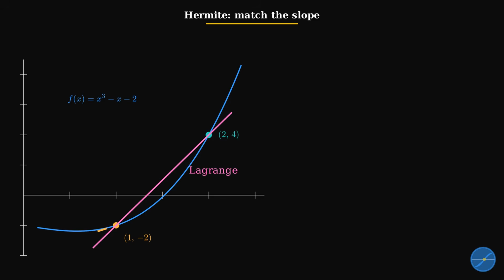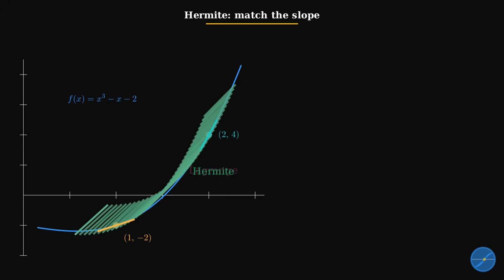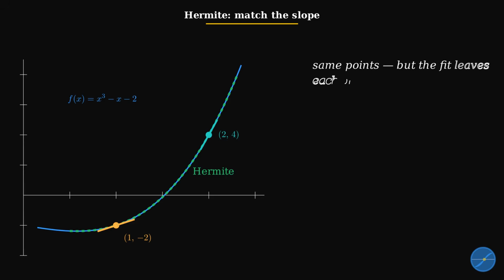What if we also matched the slope at each point? The true slopes there are 2 and 11. Match value and slope at both points, and the fit becomes a cubic. And here it's exact. It sits right on the curve. It hugs. Same points, but now the fit leaves each one heading the right way.